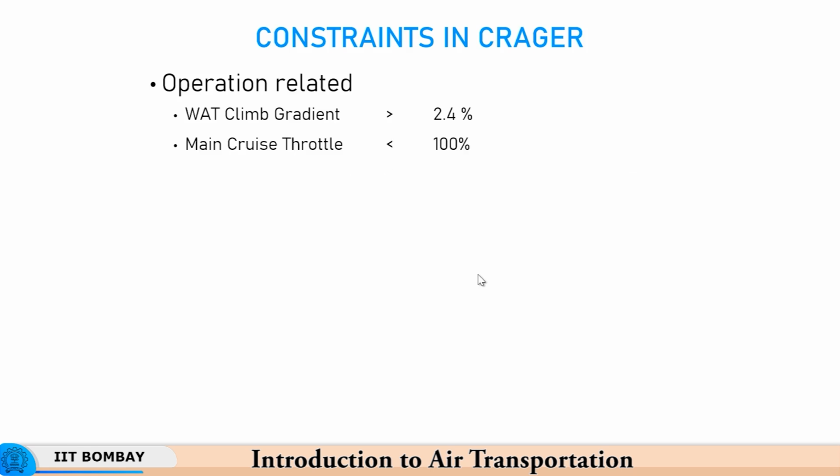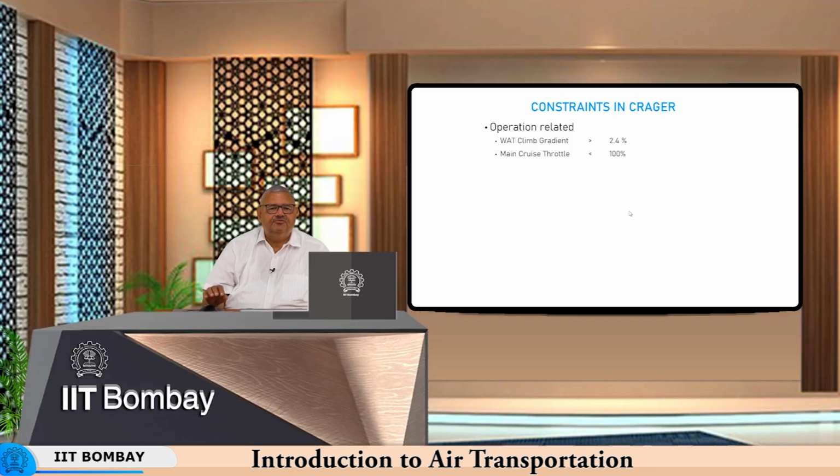Then we need to ensure that we do not command from the engine more power than what is required by the aircraft to maintain the cruise altitude at the cruise speed and the cruise Mach number. So, for that there is a constraint that the main cruise throttle should not be more than 100%.